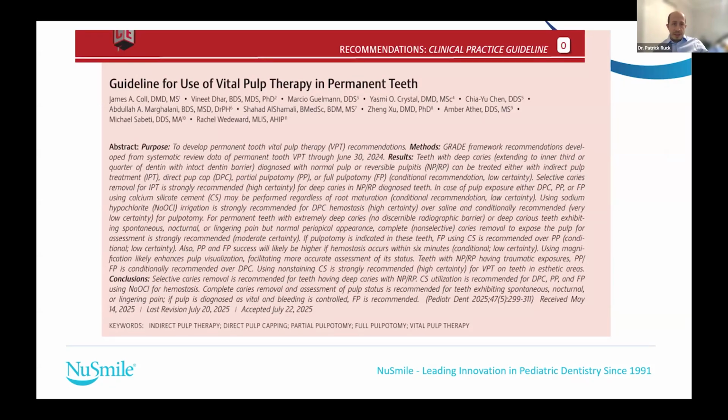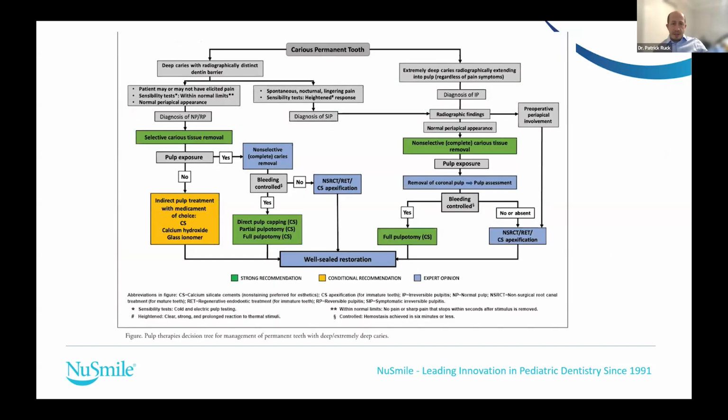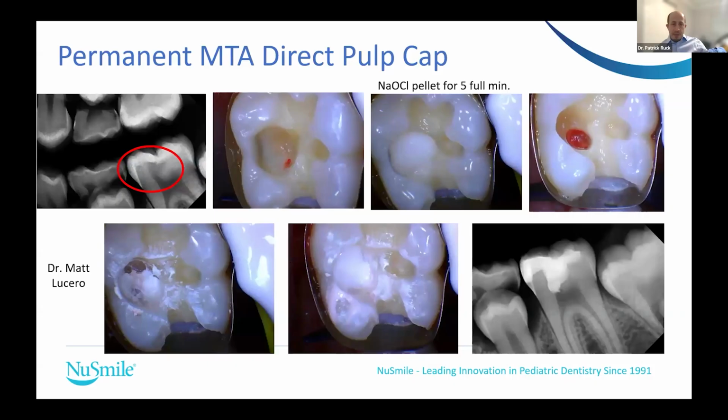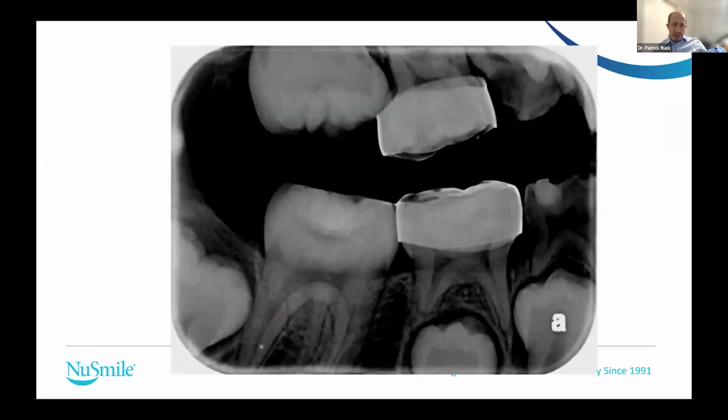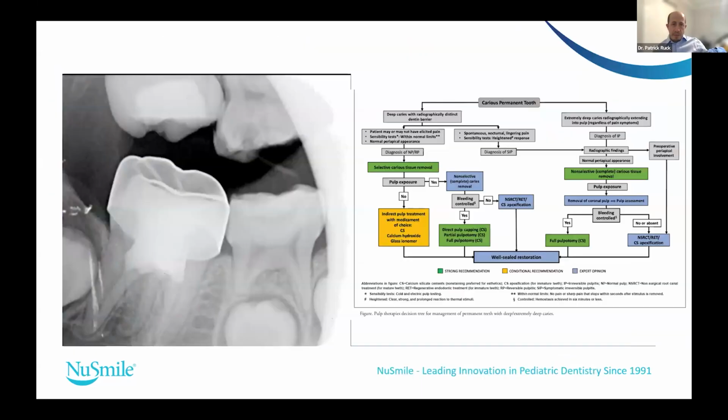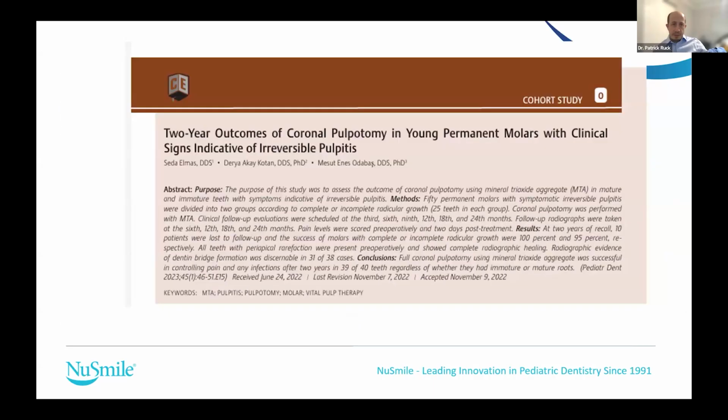And this is again Vineet and James's recent publication that shows that these are totally clinically acceptable, and they have this really nice workflow of what to do if you have a carious pulp exposure. This is one case from Dr. Matt Lucero, demonstrating direct pulp cap or partial pulpotomy in these clinical situations. And then a full pulpotomy is a case that we did.